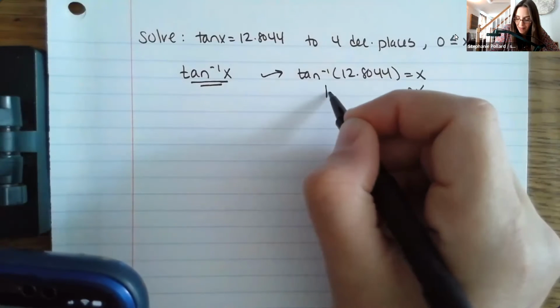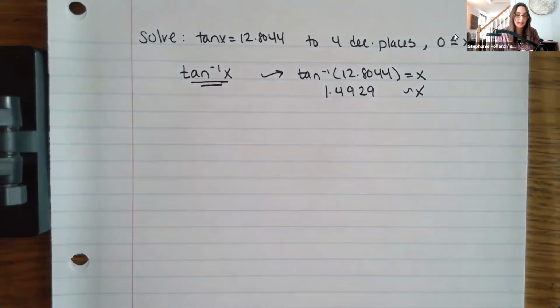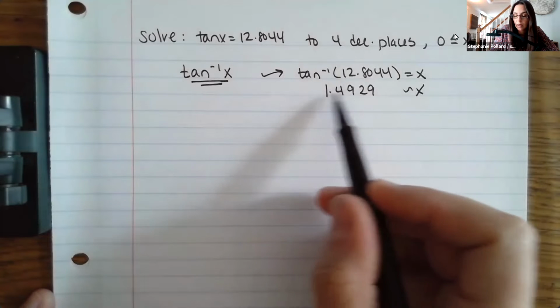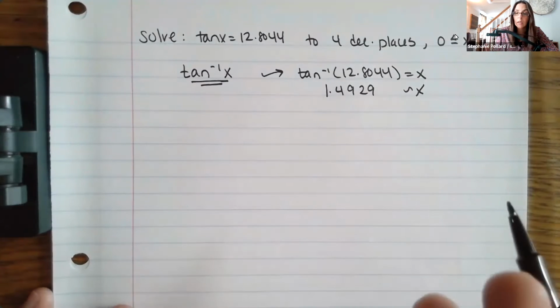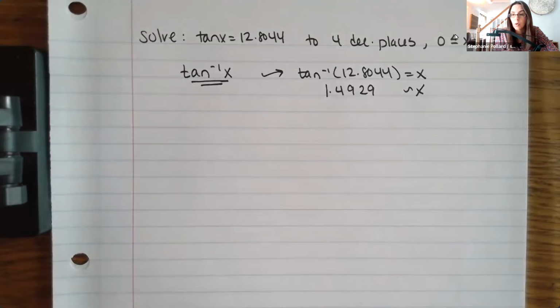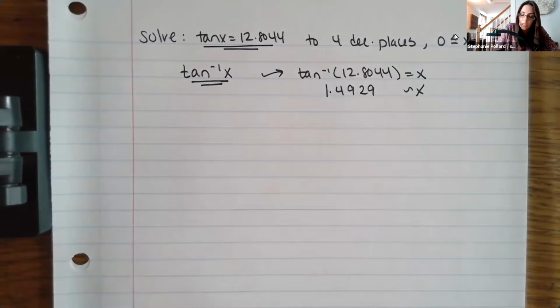So 1.4929 approximately if I round to 4 places. So this is the angle here of approximately 1.4929 radians, right? So that would be in our first quadrant. And what we want to think about here is our equation that we were originally solving is tangent equals a positive value.